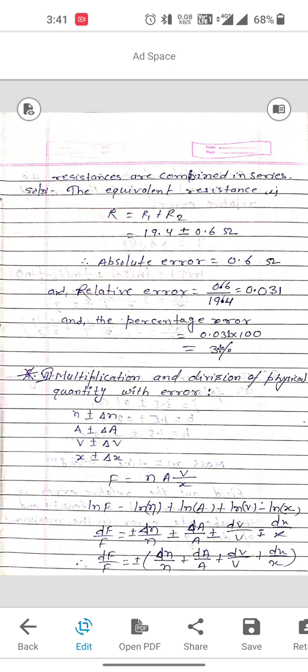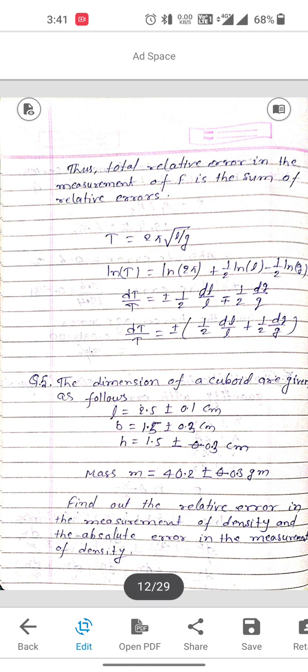Taking the differential, df by f will come as plus minus delta n by n plus delta a by a plus delta b by b plus delta x by x. Thus the relative error in the measurement of f is the sum of the relative errors. That is delta l by l, 1 by 2 power, delta g by g, 1 by 2, that will be addition, no subtraction.